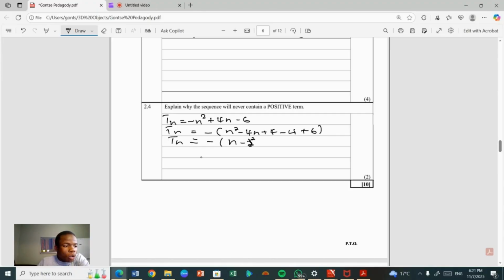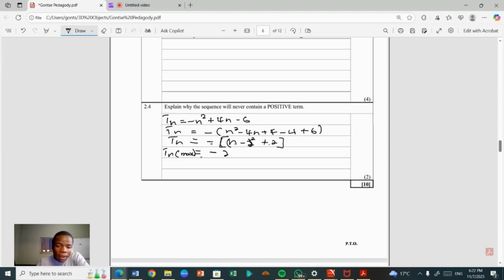Everything to the power of 2, then say plus 2. Then you put a bigger bracket. Then you just say Tn max is equals to negative 2. Because this negative will multiply by this and this. So we'll have negative n minus 2 to the power of 2 minus 2. So Tn max is negative 2. So the turning point of the maximum quadratic function is 2 and negative 2.